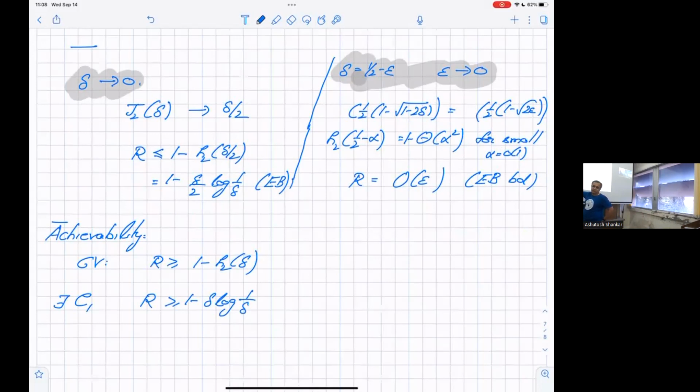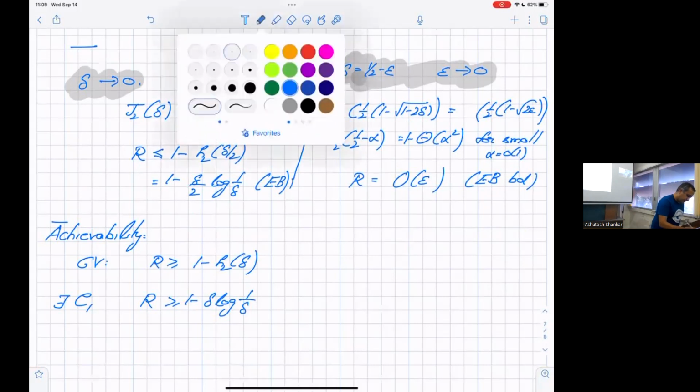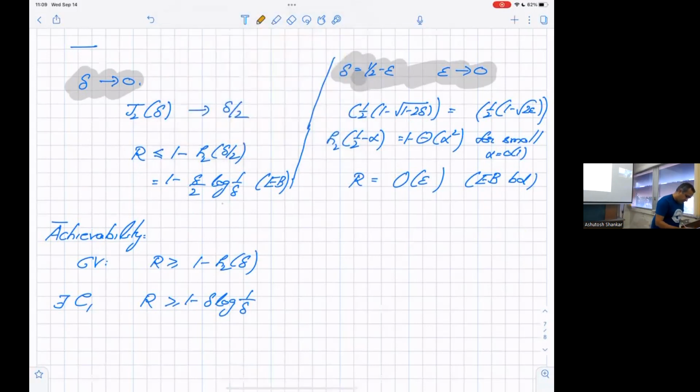We don't know which is the right way. Even at very small delta, we do not know which is the right thing. Either EB is right or Gilbert-Varshamov is right. So it's open, which is correct. Of course, it's true for the entire regime, but I'm just focusing now on one end of the curve, delta equals 0. Even there, we do not know which is correct.